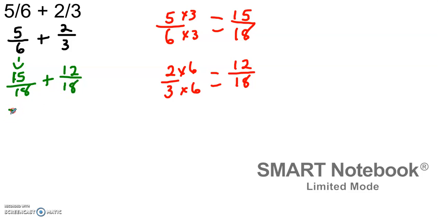And now I can add them, right? I can do 15 plus 12. Both of those are the same denominator, so I can compare them, right? 15 plus 12 gives me 27. So I have 27 over 18. So now I look at this and I go, this is an improper fraction. 27 is larger than 18. So I know I at least have one whole number in there.